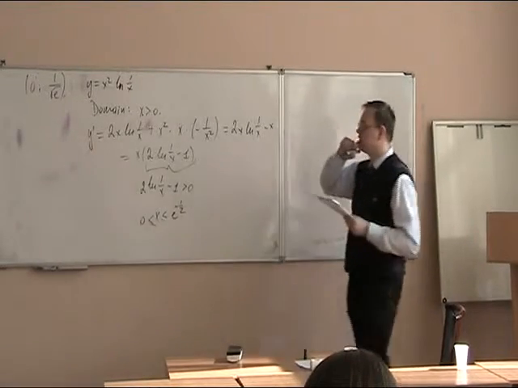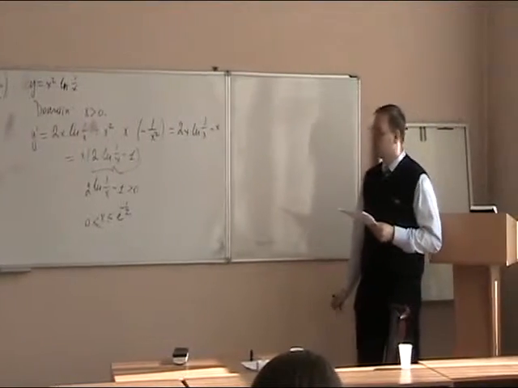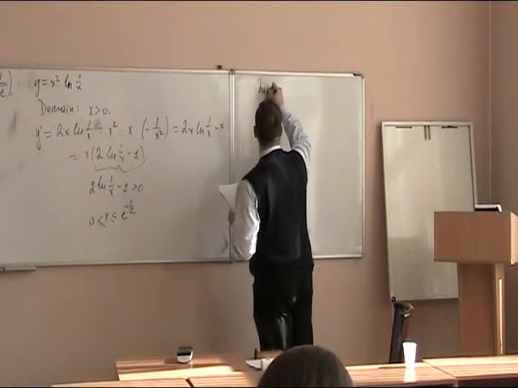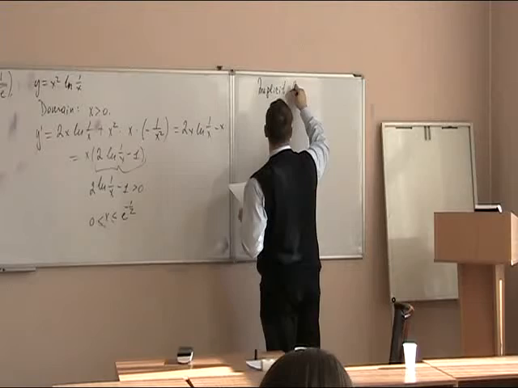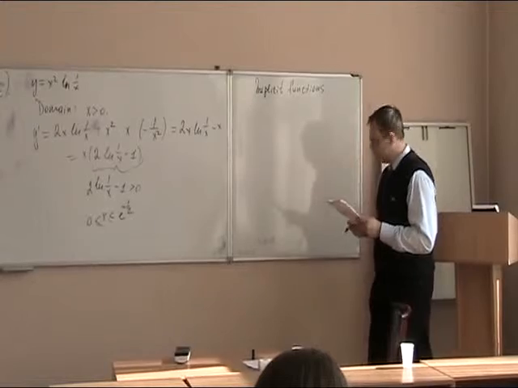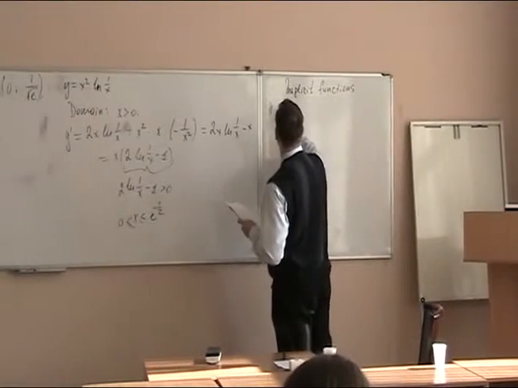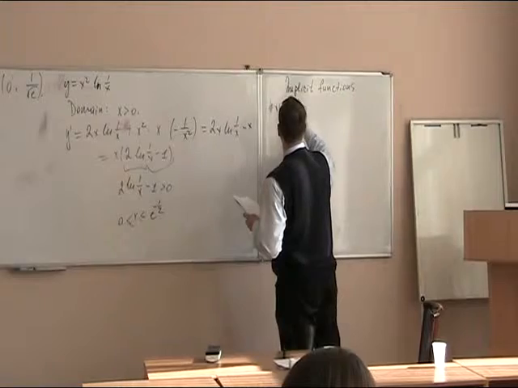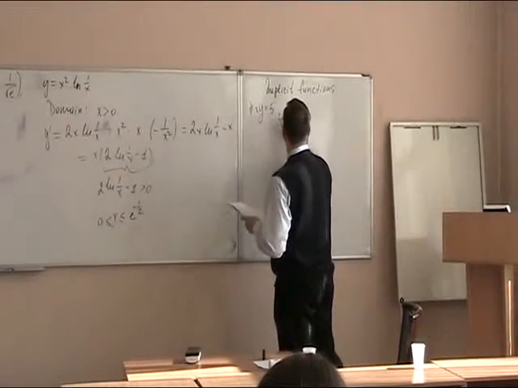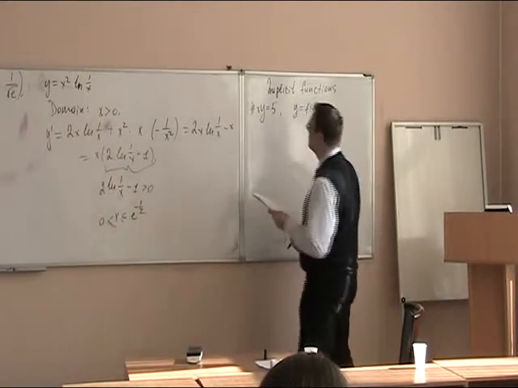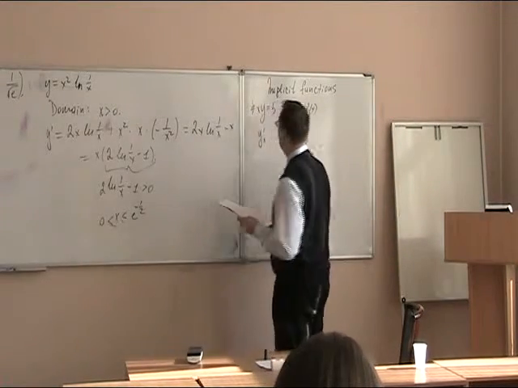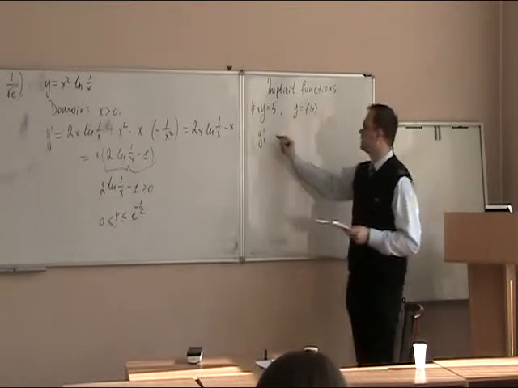Another thing which, apart from the chain rule, is also quite important to remember, is implicit functions. With implicit functions, the simplest example is the following. For example, we know this equation xy is equal to 5, and we know that y is the function of x. And the question is to find y prime with respect to x.